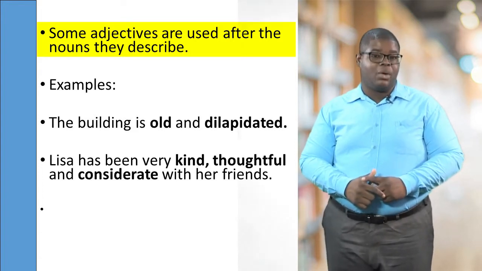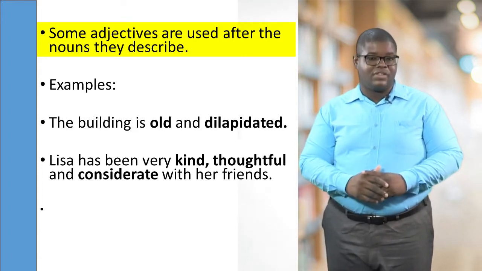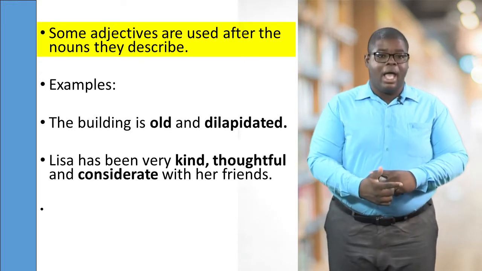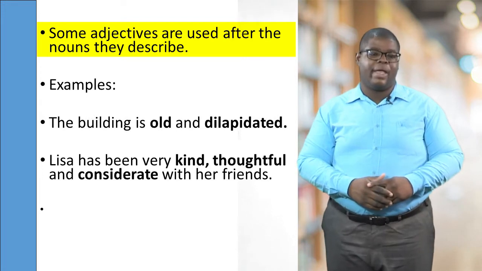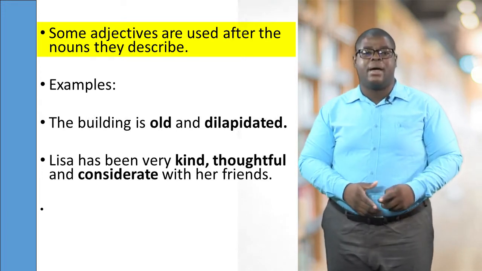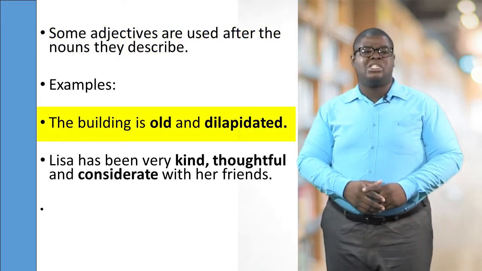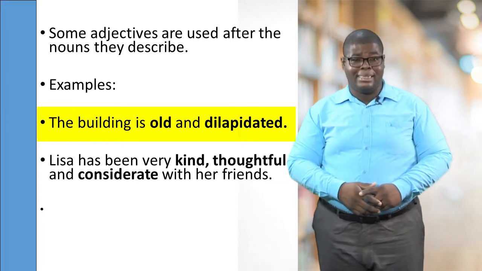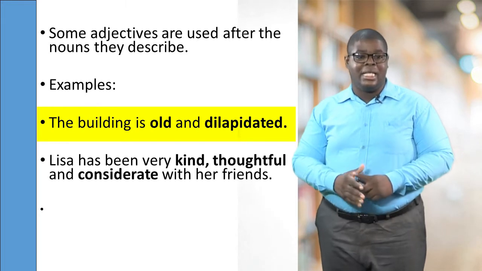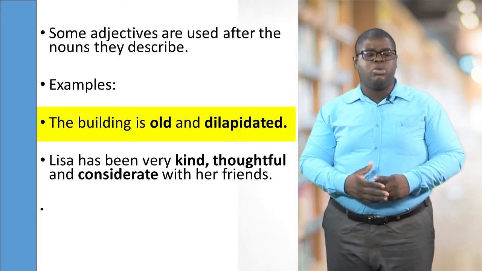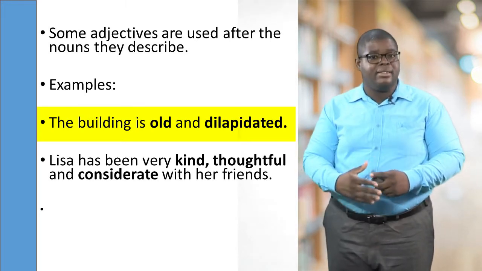So just now we said what? Most adjectives are used before the noun, and now we're saying that some are used after the noun they describe. All right, now let's look at some examples. The building is old and dilapidated. So we have the adjectives old and dilapidated modifying the noun building.